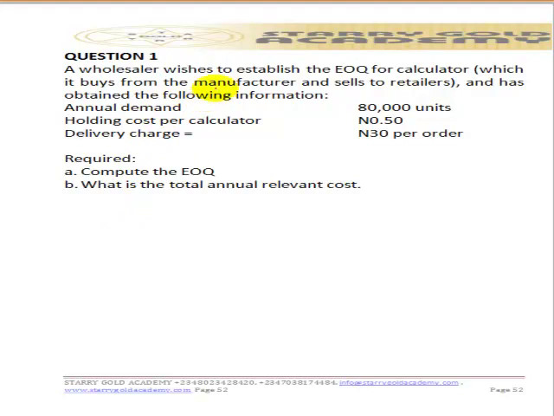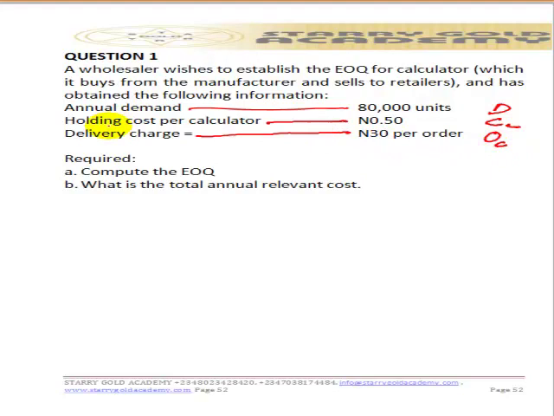We have a wholesaler who wishes to establish the EOQ for calculators, which it buys from the manufacturer and sells to retailers, and has obtained the following information. The annual demand is 80,000 units, that's our D. Holding cost per calculator is 50 kobo, that's our carrying cost. Remember, it's also known as holding cost. Delivery charge is 30 naira per order, that's going to be our ordering cost.